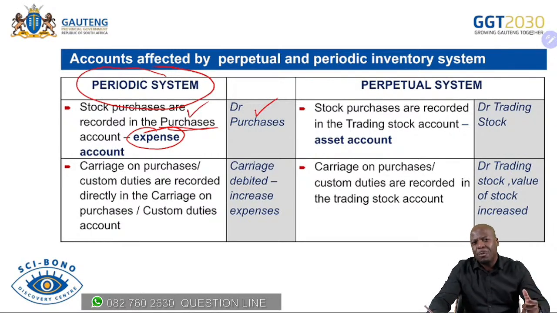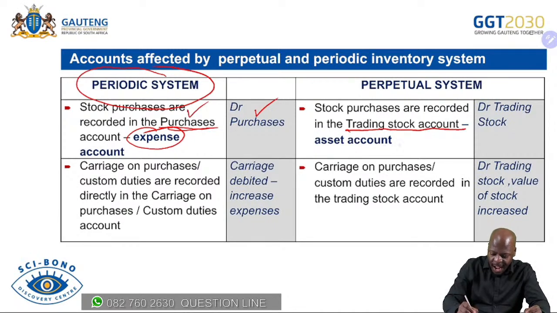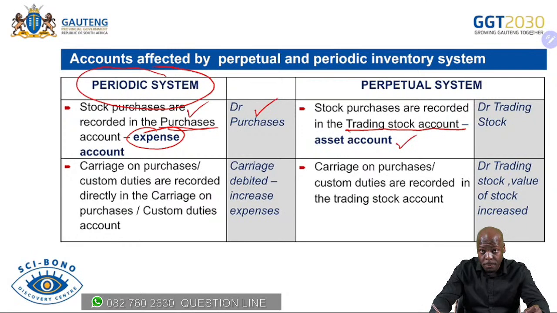But with the perpetual inventory system, we do not have a purchases account, because remember what I told you earlier on. Whenever you think perpetual, think what? Yes, trading stock account. So, with your perpetual inventory system, when stock is purchased, the amounts are recorded in a trading stock account. And your trading stock account, I know you know this one now, is an asset account. So, to summarize this, with your perpetual inventory system, when you purchase stock, you record it in your trading stock account by debiting the trading stock account.